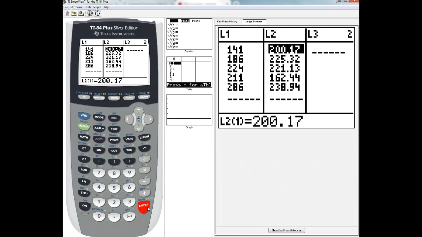Okay, you can see here, observed in 1, expected in 2. That's always the case with the goodness of fit. And make sure that they match up. So the 141 and the 200.17, those go together because that's the observed and the expected count for people in their 20s. Okay, 30s, 40s, 50s, and 60 plus down at the bottom.